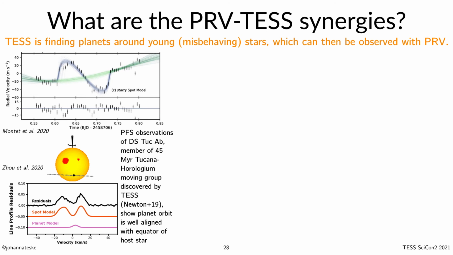So this was a detection of DS Tuc A b from Elizabeth Newton, which is a 6 Earth radius planet in an 8-day orbital period around a 45 million year old star. And then with PFS, Ben and George, using slightly different data, measured the angle between the planet and stellar orbital axis, and showed that the planet is actually well aligned with the equator of the host star.